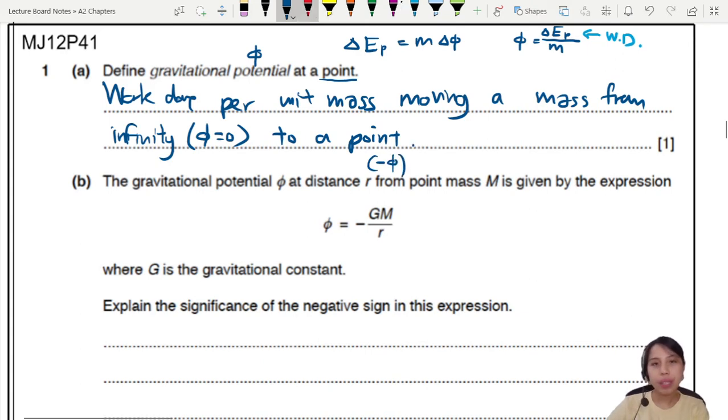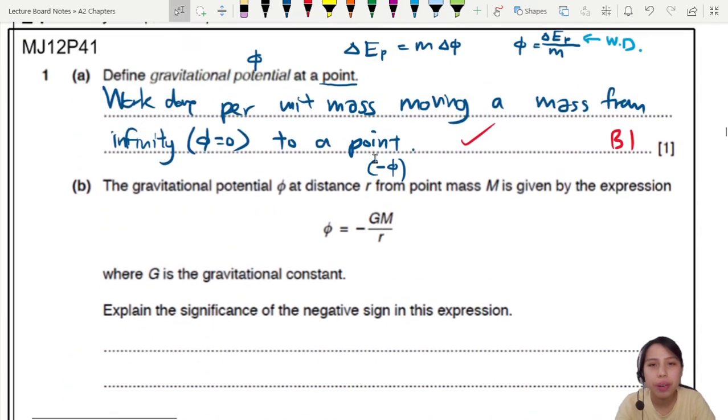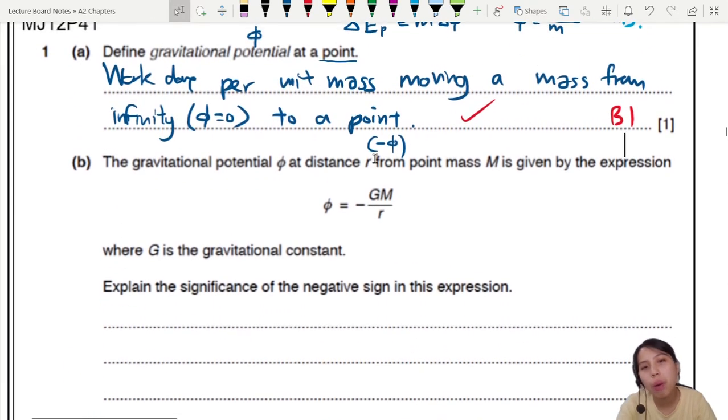Okay? So sometimes it's 2 marks, sometimes it's 1 mark. This one is just 1 mark. It really depends on the year of the question paper. So now we come to this interesting one. So we say it's work done per unit mass, but why is it negative?